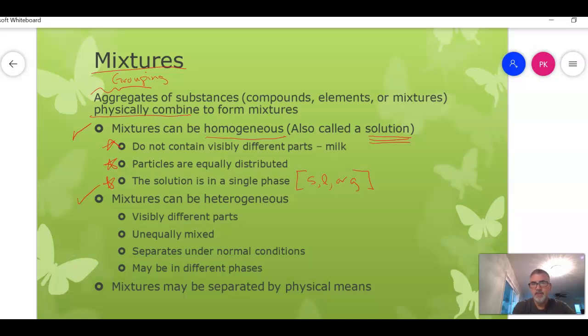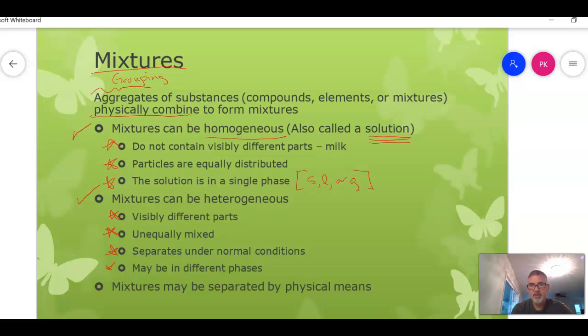Mixtures can be heterogeneous. Visibly different parts, unequally mixed, and it separates under normal conditions. So if you walked into my classroom, you'd be a heterogeneous mixture, because I could look around and I could tell the different parts of you from each other, and you could mix. It could be in different phases, right?